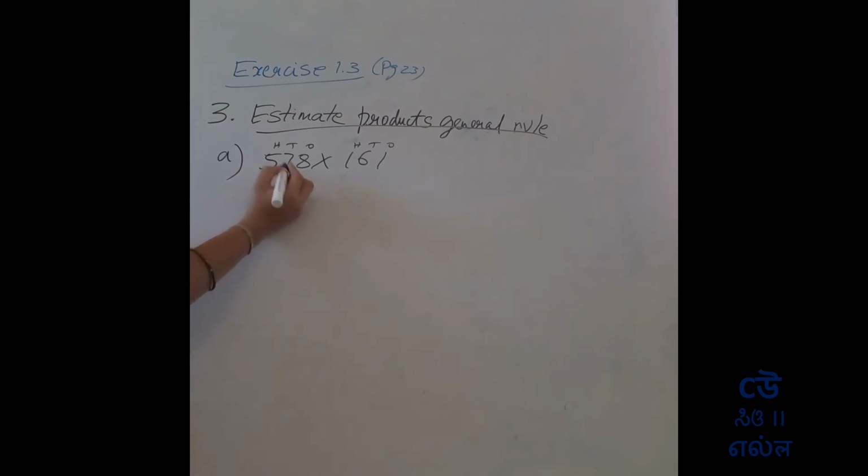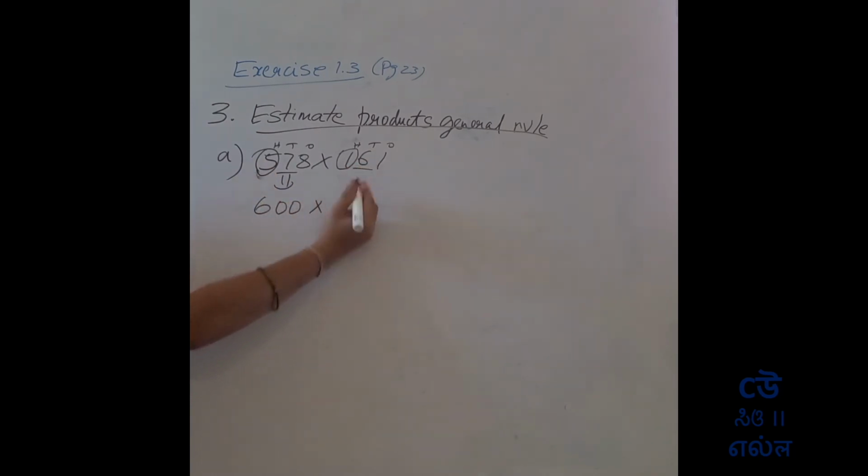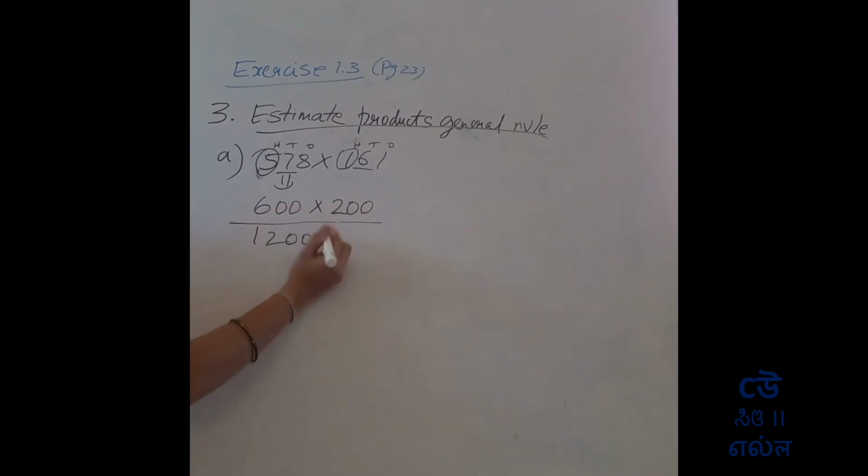So 578. So 7 is greater than 5, so 5 is increased by 1, that is 6. Next, 6 is greater than 5, so 1 is increased by 1 number, that is 2. Okay, so 6 2s is 12. 1 2 3 4, we have 4 zeros, so we will write 4 zeros. Okay.